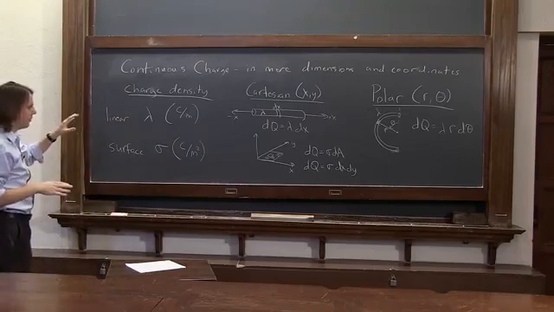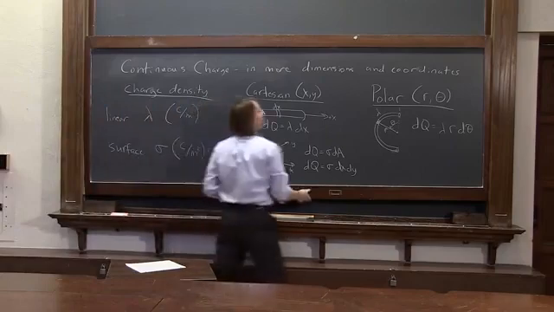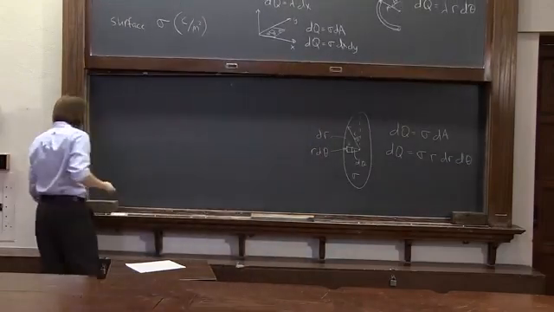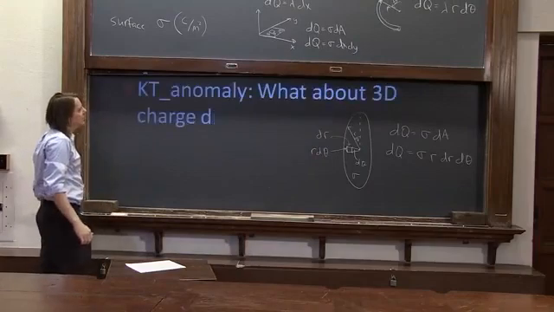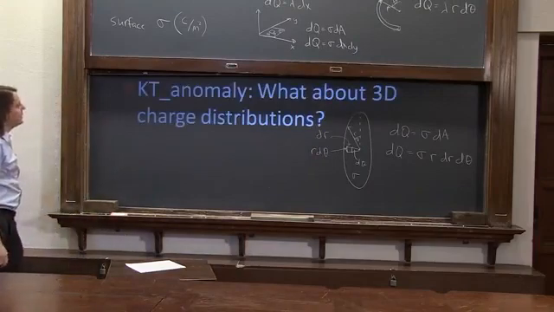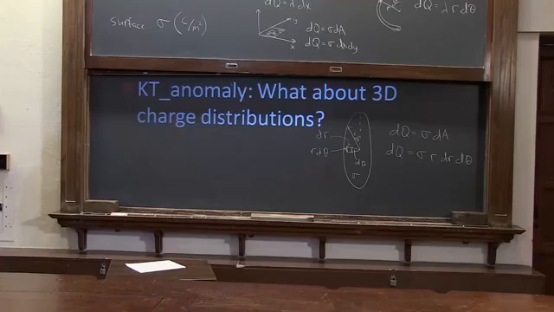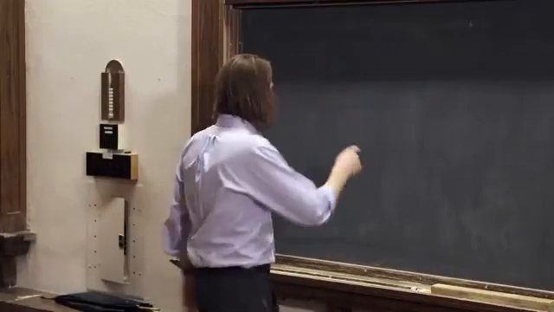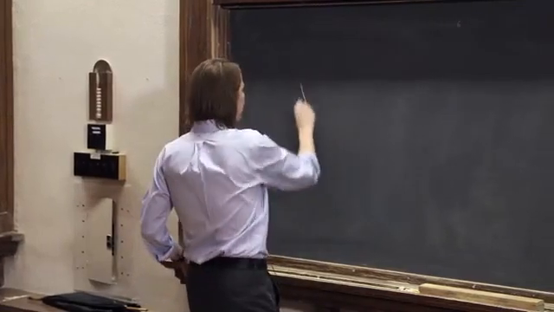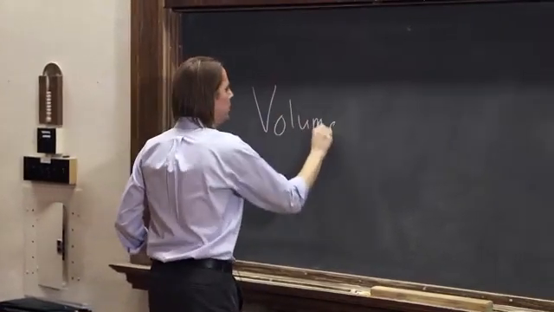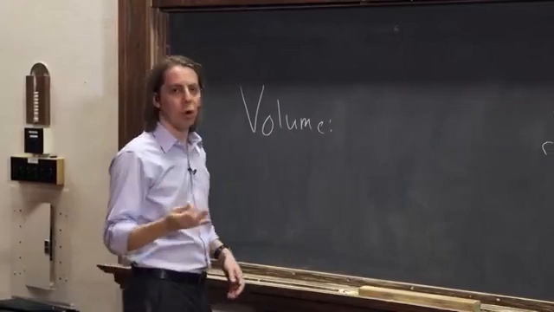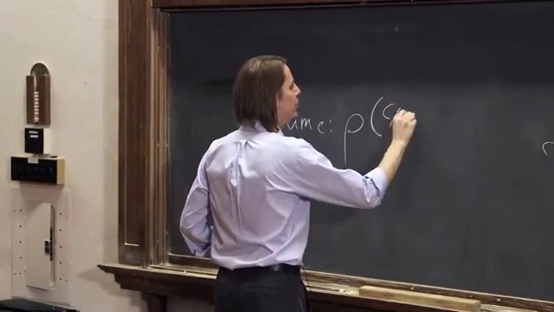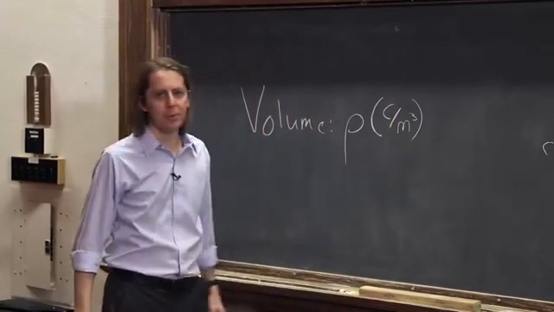But I see we have a question first, so let's go back before we keep going and see what this question is, and it is KT anomaly. What about 3D? Yes, of course, you can have 3D. So we would call that a volume charge density. So let's just add it to our table here, volume. And in that case, we call it rho, and it would be in coulombs per meter cubed. So charge per unit volume.